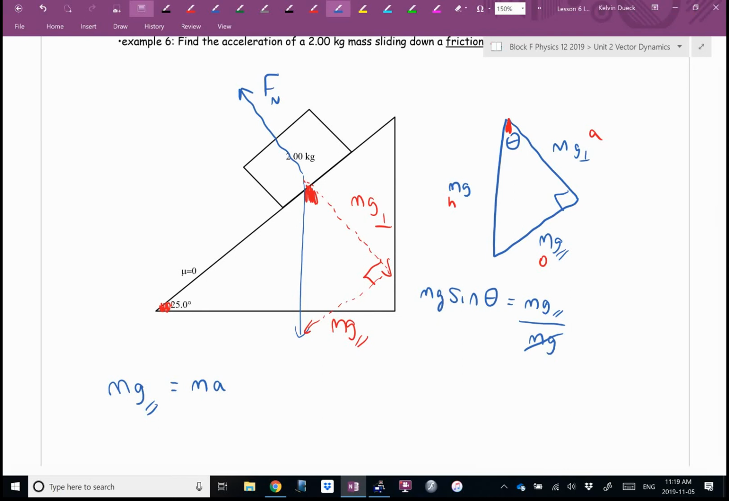Say it again. So this is what one of my students came up with a couple of years ago. It was a stupid way to remember this. She said, Mr. Dueck, the symbol for parallel is two lines, a sine. And I went, that'll work for me. Okay. Mg parallel is going to be sine. Two lines is going to be sine.